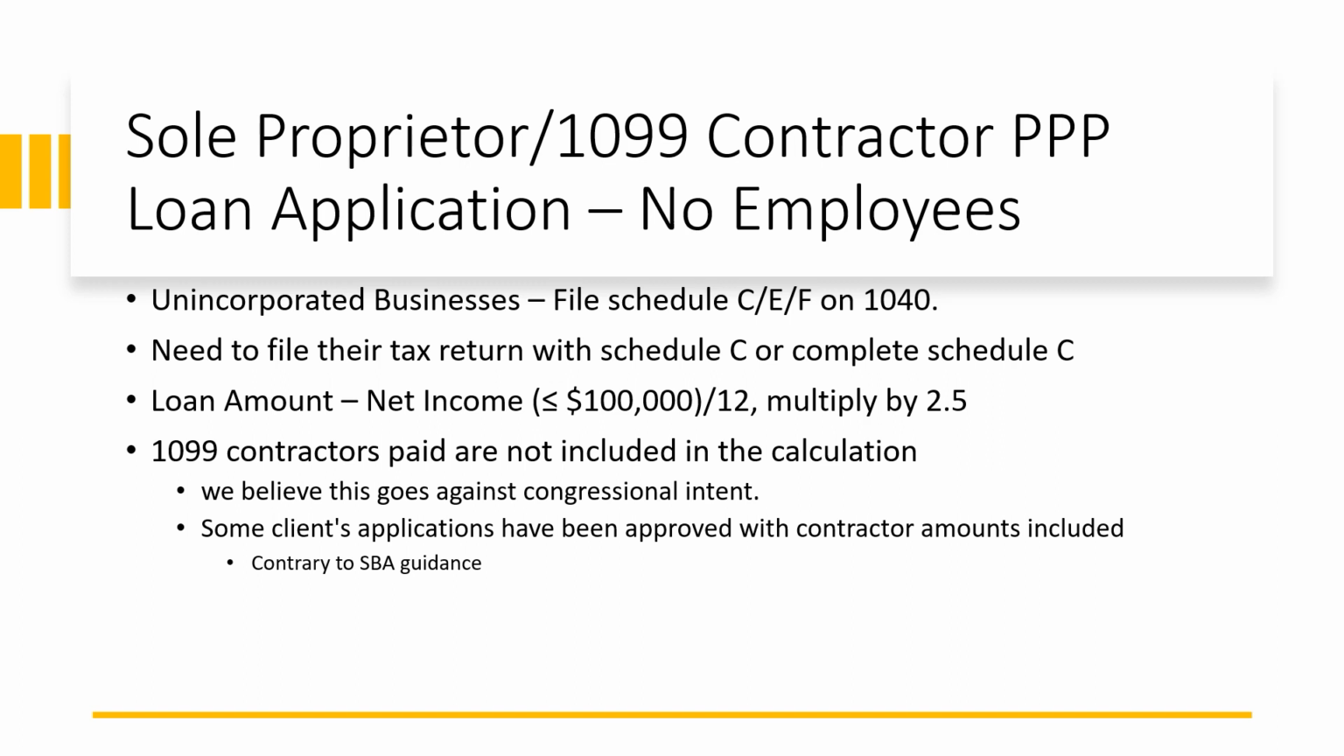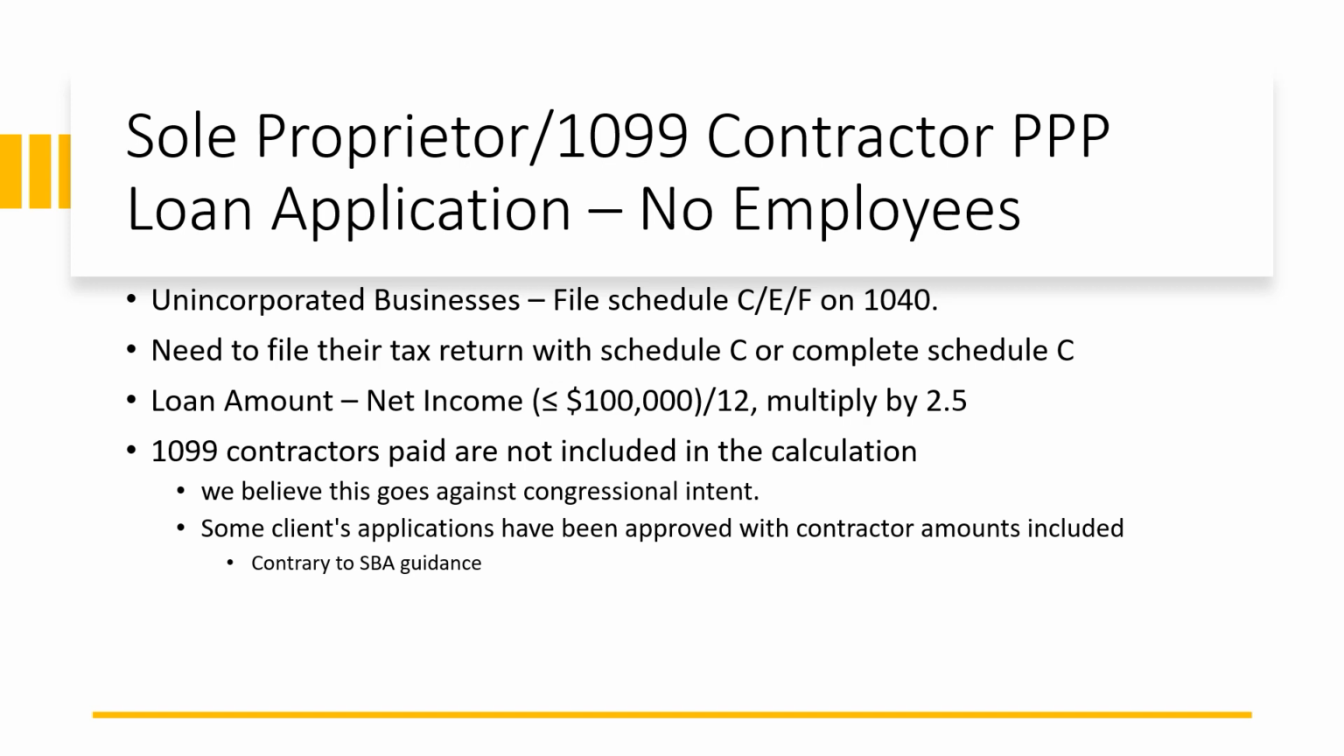So you will start off with your net income, and this is from your Schedule C that either you file with your tax return or you can complete this separately. The form is available online. So you'll need to file the Schedule C with your tax return or complete a Schedule C, which is available online, and you can fill it out and provide it as proof of your net income for 2019. The amount will be capped at $100,000.